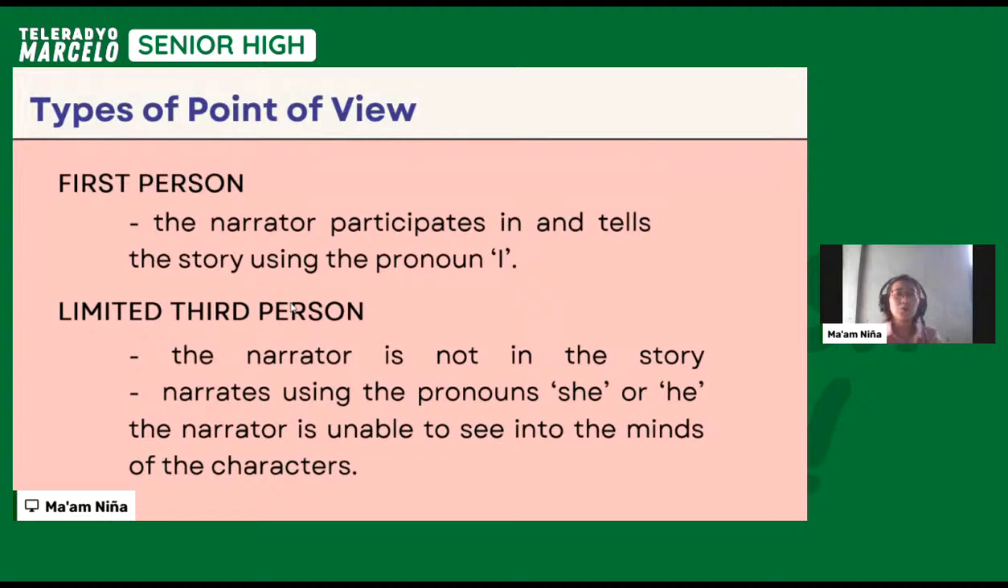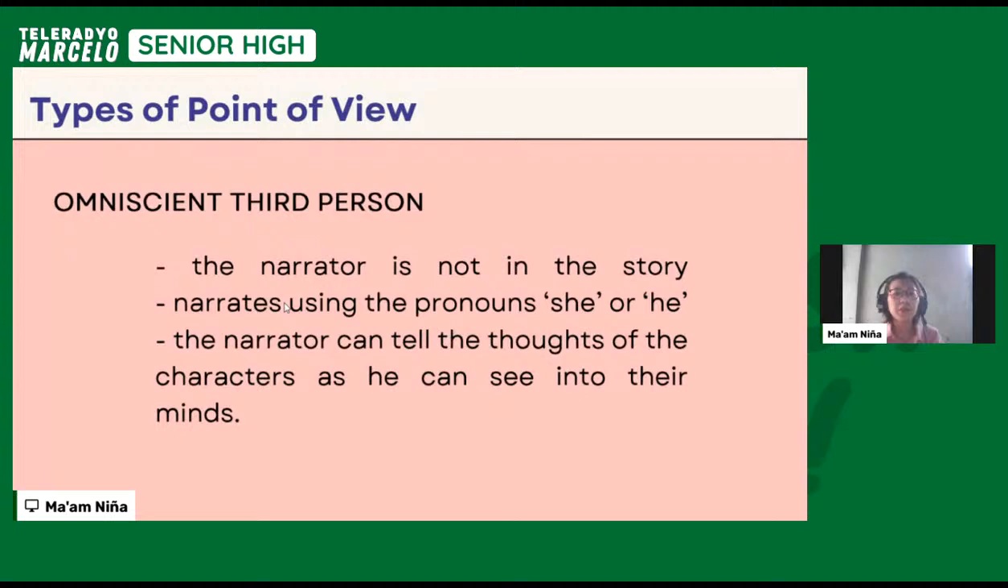So we have a counterpart for this, the omniscient third person. Likewise, the narrator is not in the story and also uses the pronouns he or she. But this time, the narrator can tell the thoughts of the characters, as the narrator can see into the minds of the characters. So that is the difference between the two. In the limited third person, the narrator cannot predict or interpret the mind of the characters, whereas in the omniscient third person, the narrator is able to see through their thoughts.